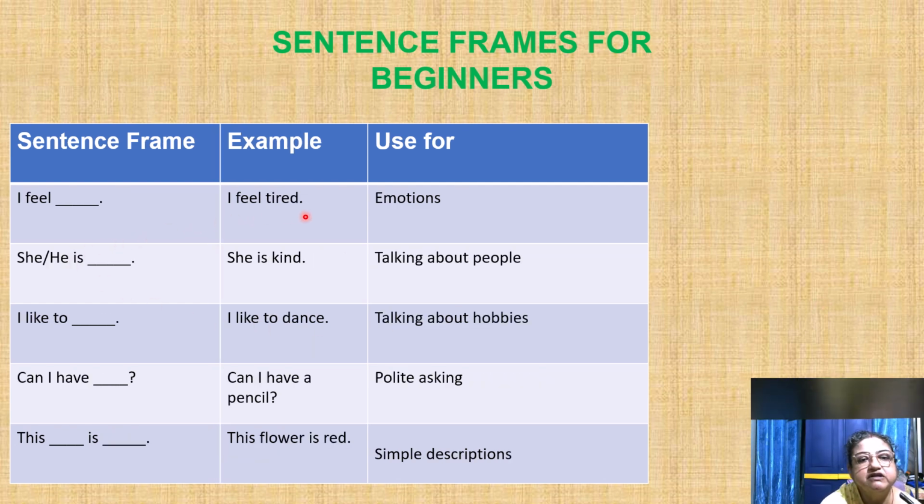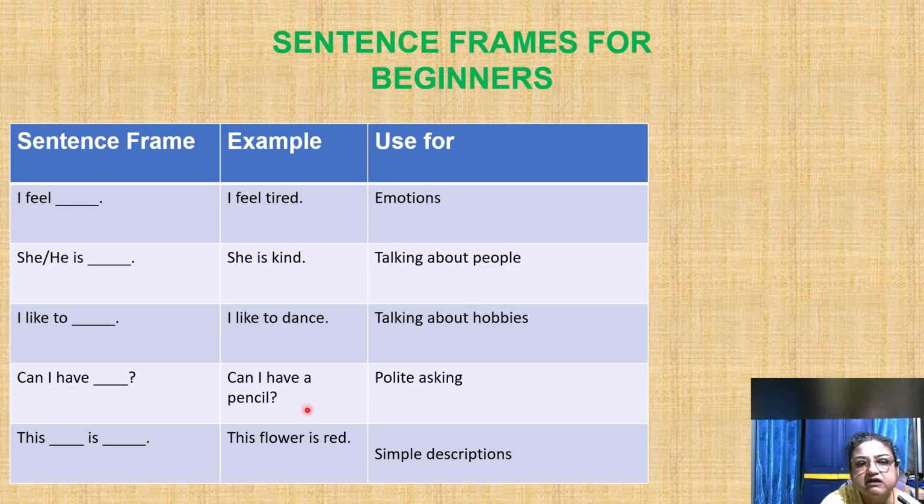Next, I feel tired, emotions. She is kind or he is kind, talking about people. I like to dance, I like to sing. So whatever you like. So talking about hobbies, you can say, I like to collect coins. I like to collect different pictures. So talking about your hobbies, you can say, I like to play guitar, I like to sing, I like to play cricket, badminton, whatever. So it is hobby.